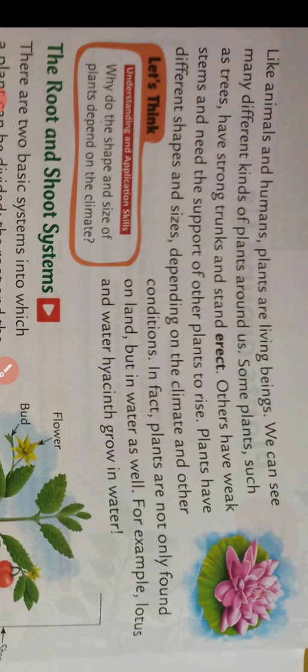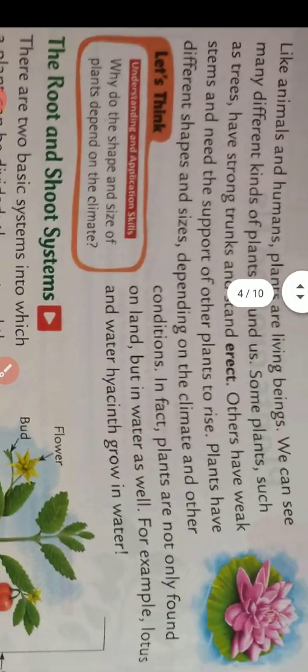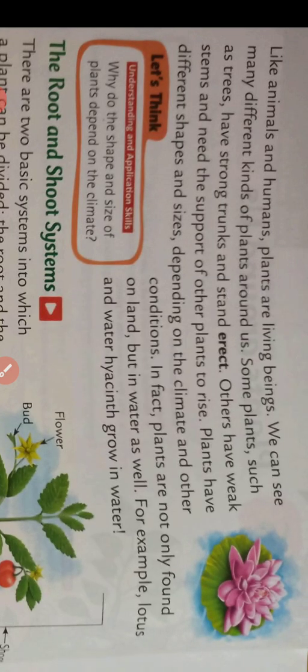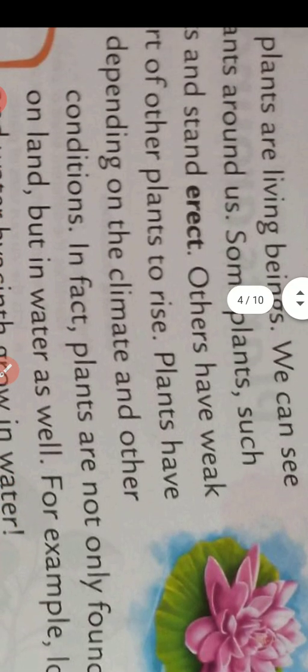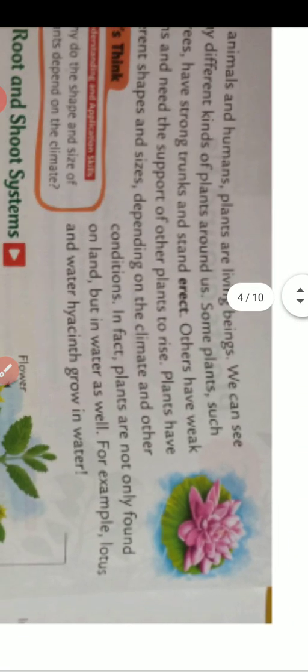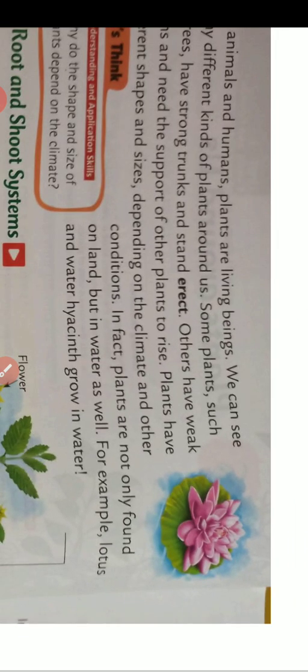Children, why do the shape and the size of the plants depend on the climate? That we'll learn very nicely in the 6th standard also, but for now I'll tell you. Look at this plant. Suppose you're looking at this lotus flower. The leaf of this plant is so big and broad. Why? Because it depends on the climate and the surroundings. If it were very small, how would it float?